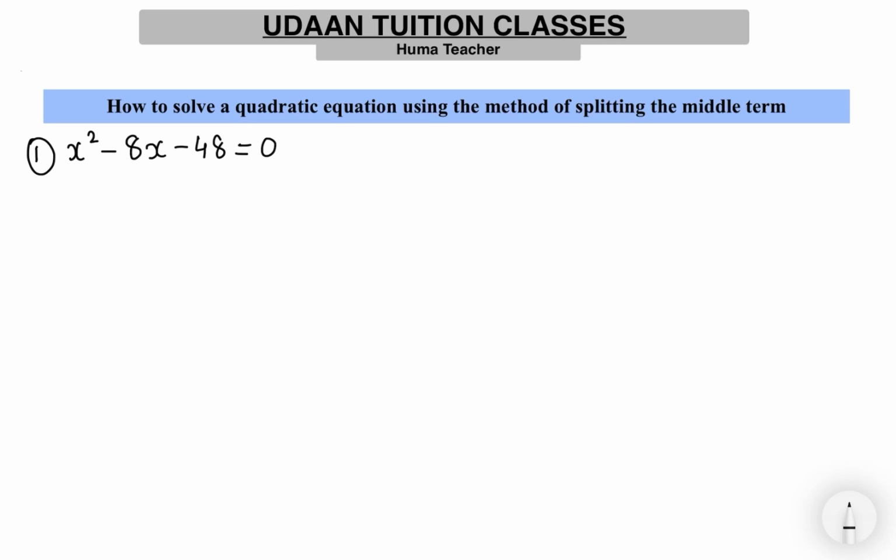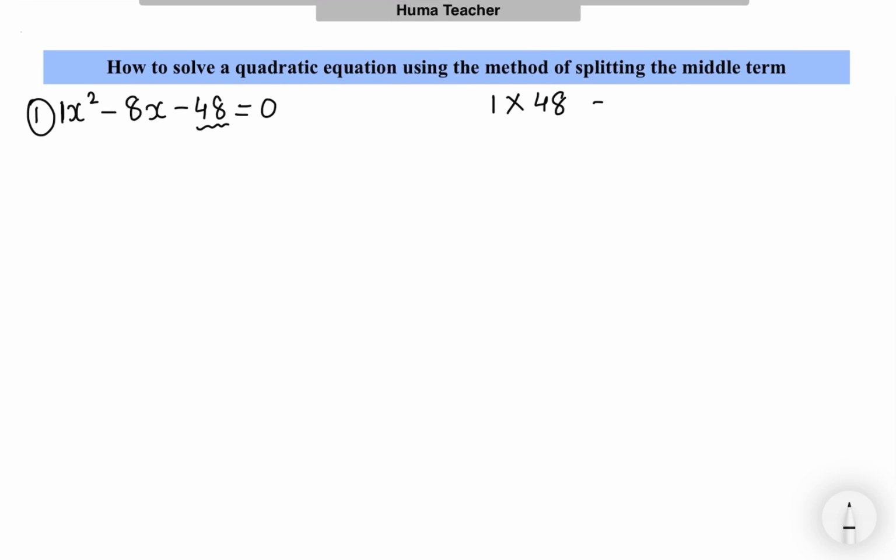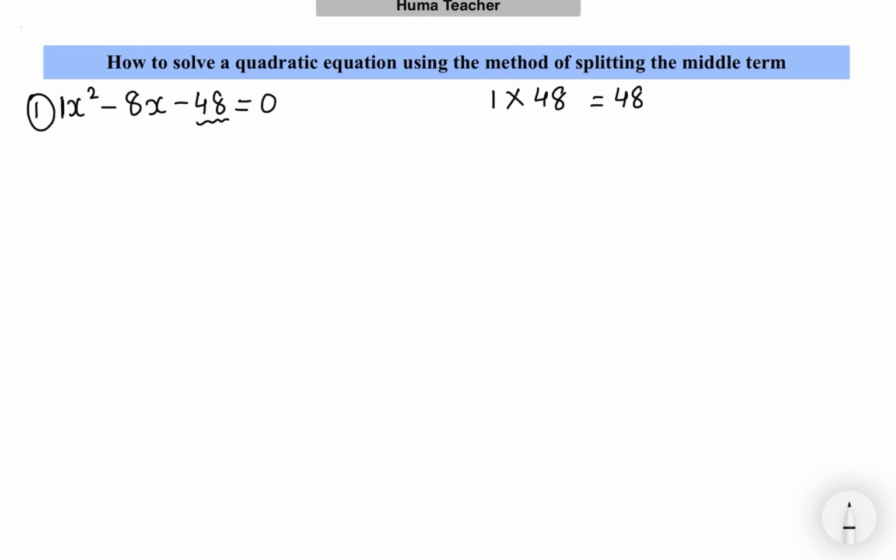Now, what I am going to do is multiply the coefficient of x square, that is 1, and the last constant term, that is 1 into 48 is equal to 48. Okay. Now, I'll find the factors of 48. So what are the factors of 48? So factors of 48 are 48 ones are 48, 24 twos are 48, again 16 threes are 48, then 12 fours are 48, 6 eights are 48. I think these are the only factors of 48.